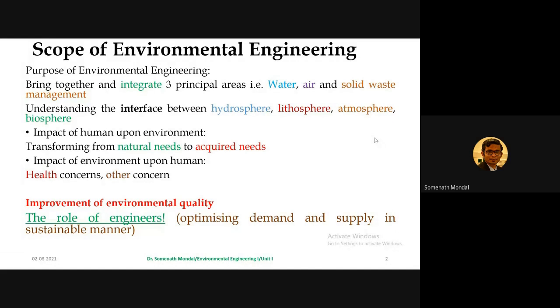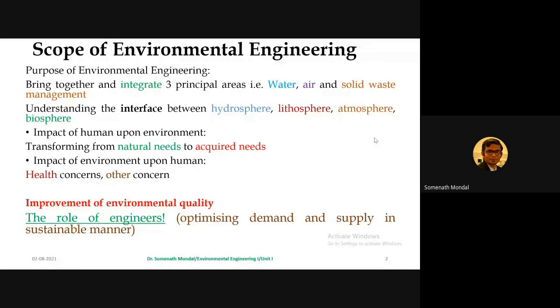At the same time, carbon footprint is increasing, so that has an adverse impact. So you have all those ozone holes. That is the reason you have global warming and climate change. So that is why we need to understand this transformation from natural needs to acquired needs, which is very, very important.